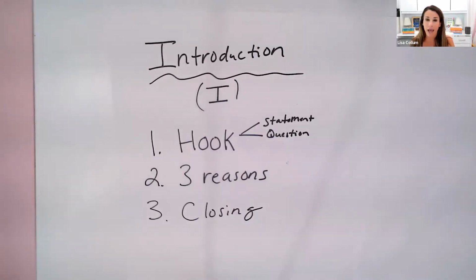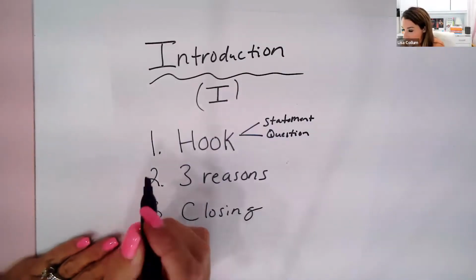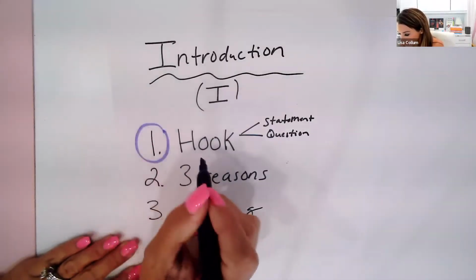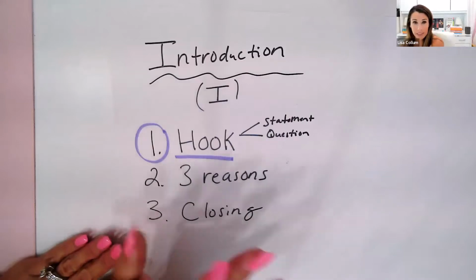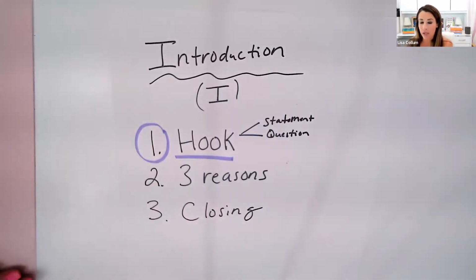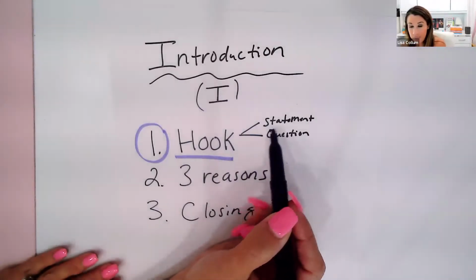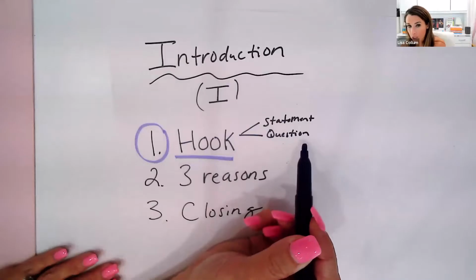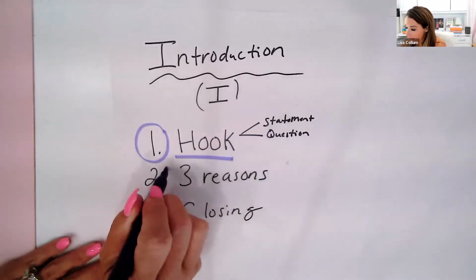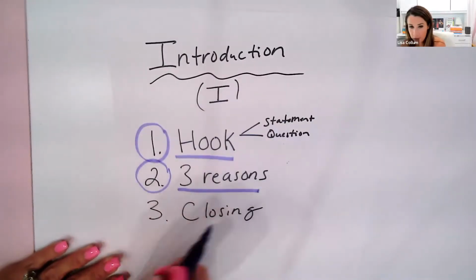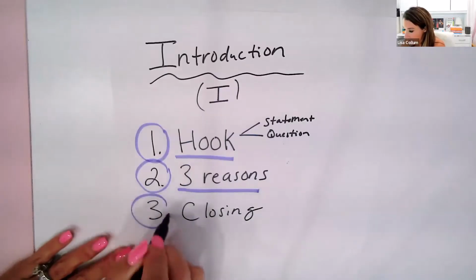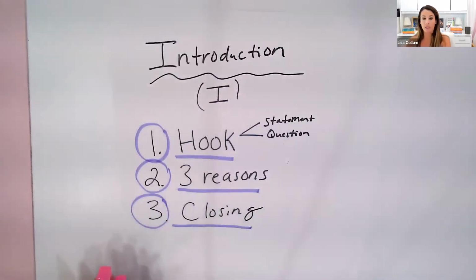So let's look at the 3 parts of an introduction paragraph. We know that the first sentence is a hook. And I told you that we're going to keep it simple. There are many, many ways to write a hook, but for the next few lessons, we're just going to talk about 2 simple ways, either writing a simple statement or asking a question. The second sentence is where you state those 3 reasons. And the third sentence is your closing statement where you just say something nice about the topic.